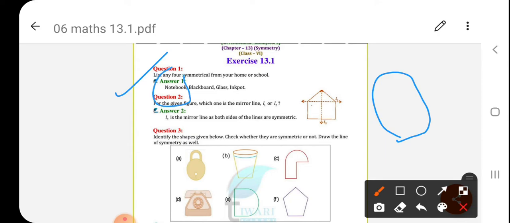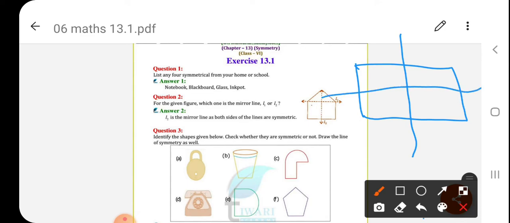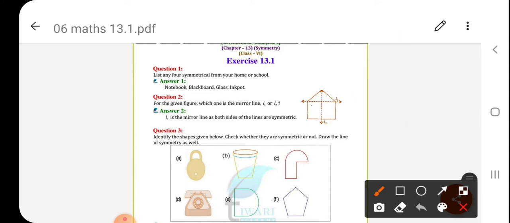First example, notebook, that is symmetrical. If you make two parts of the notebook by making a vertical line or horizontal line, then it seems symmetrical. Then blackboard, you can think of the blackboard, you can divide this blackboard horizontally also and vertically also. Then a glass at your home, then an ink pot, all these examples are of symmetrical objects.